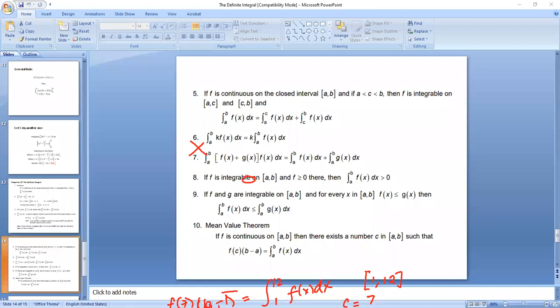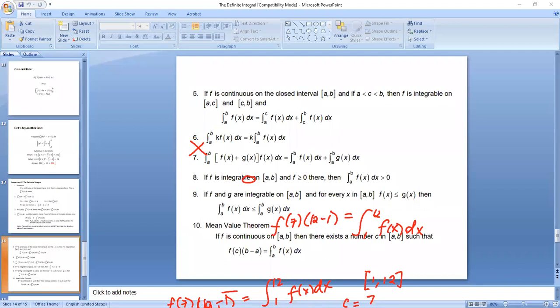That's the mean value theorem. As long as the number chosen lies between 1 and 12, within the interval 1 to 12, you can have this relationship. I write it here since it's clear: f of 7 times 12 minus 1 is equal to the integral from 1 to 12 of the function of x dx.